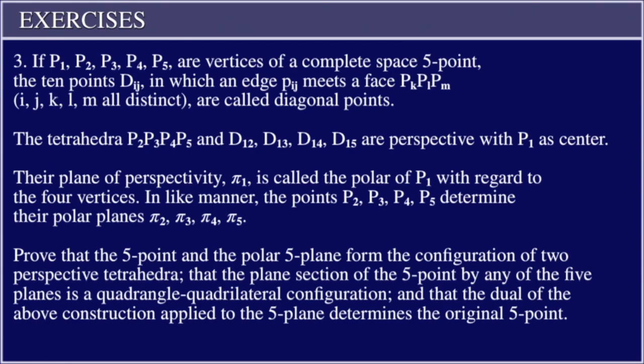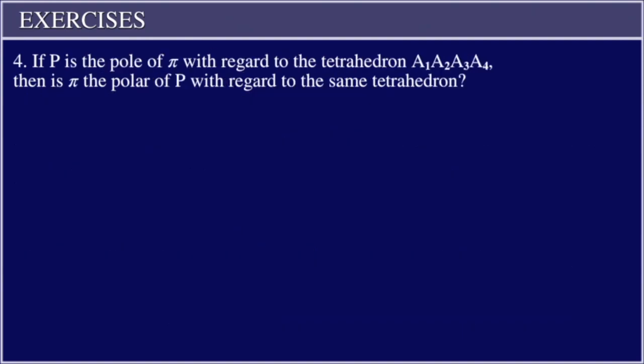Prove that the 5-point and the polar 5-plane form the configuration of 2 perspective tetrahedra, that the plane section of the 5-point by any of the 5 planes is a quadrangle-quadrilateral configuration, and that the dual of the above construction applied to the 5-plane determines the original 5-point. 4. If P is the pole of pi with regard to the tetrahedron A1, A2, A3, A4, then is pi the polar of P with regard to the same tetrahedron?